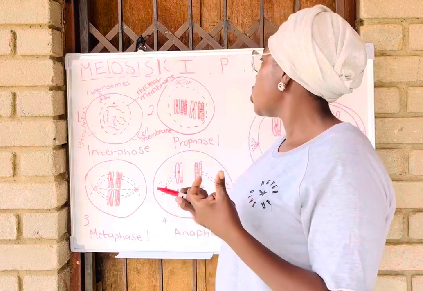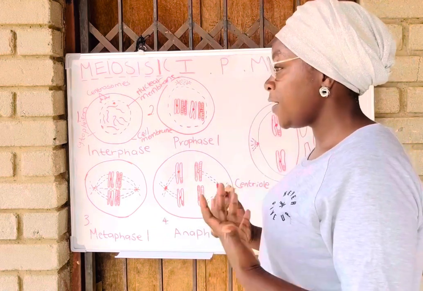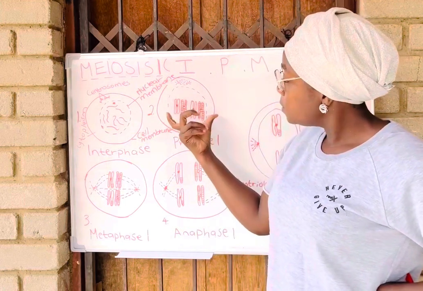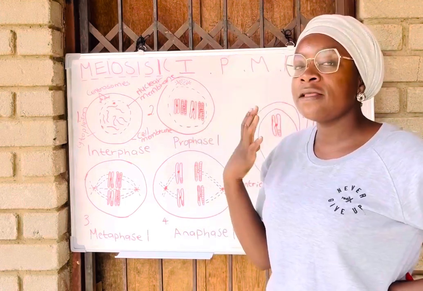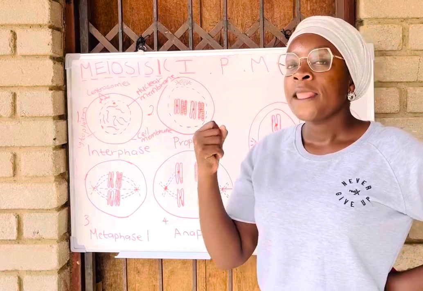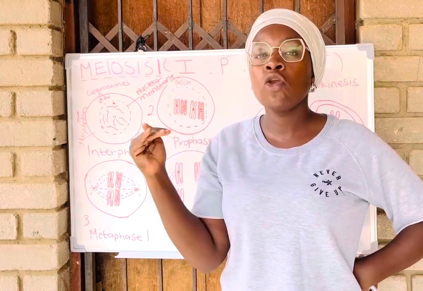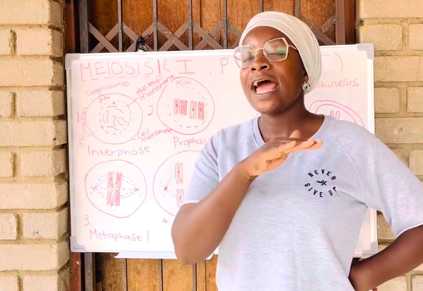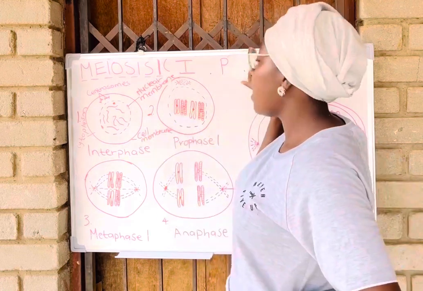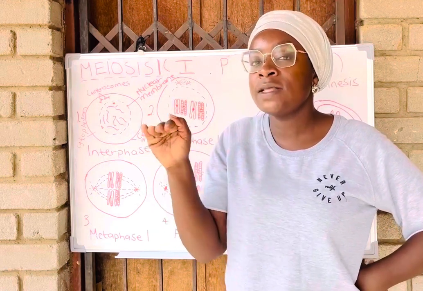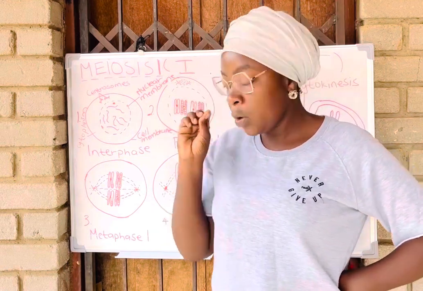And the first stage is metaphase. So metaphase is the process whereby these chromosomes are aligning along the equator in homologous pairs. So they align along the equator. You can take the M as in middle. They align in the middle. So the middle of the cell is called an equator.